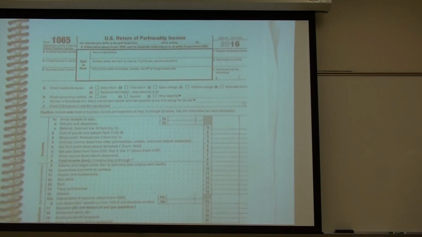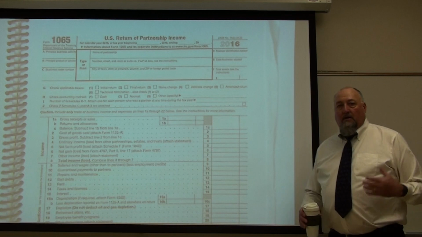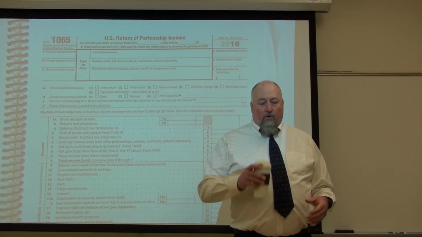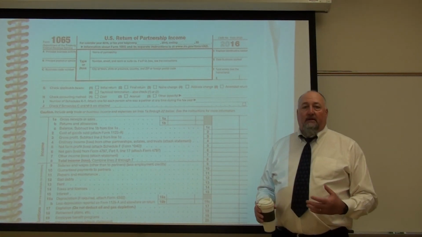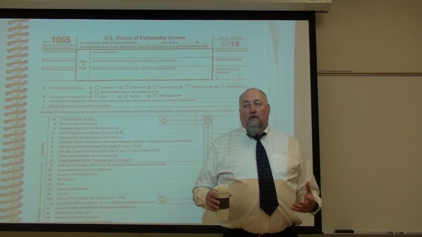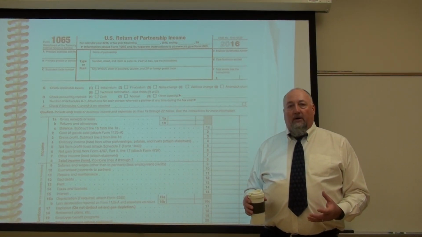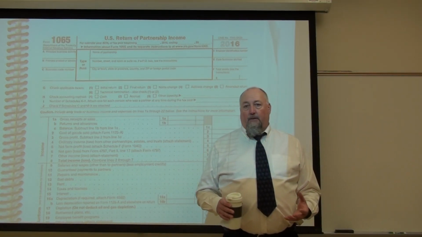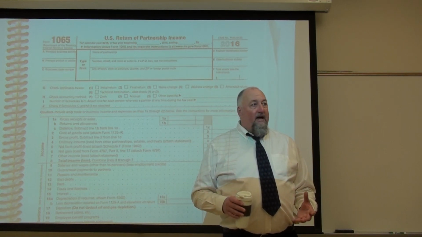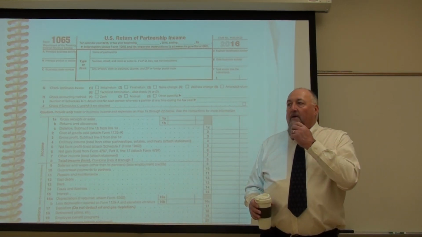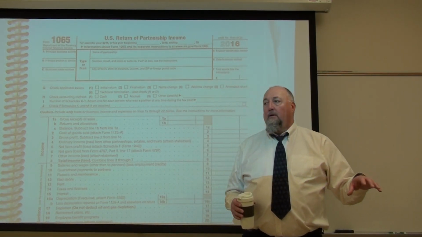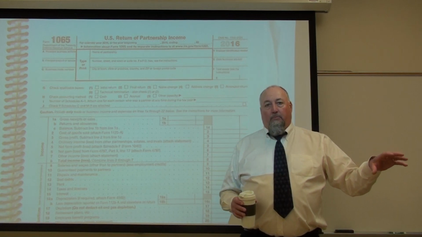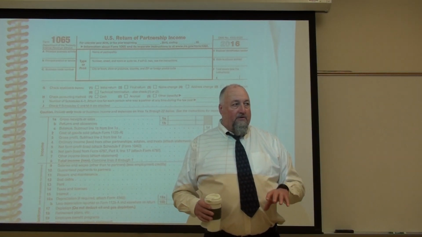This is a return for a partnership. So this is similar to the 1120S form. Remember, a partnership is a pass-through entity, much the same as an S corporation in that respect, meaning that a partnership will not be subject to income tax at the partnership level. The profits are distributed out to the partners, like in an S corp, and then the partners will have to report the profit on their individual returns.